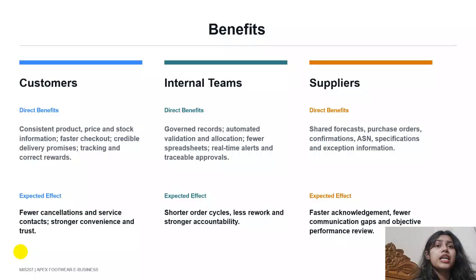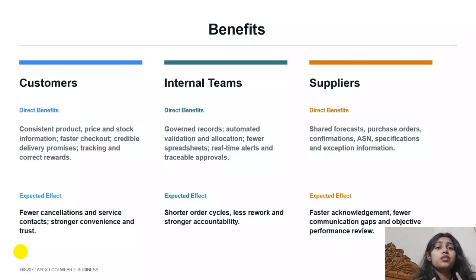For suppliers, it can improve forecasts, purchase orders, and communication with them. So the value of this system is not simply modern technology. It is about creating measurable benefits for customers, employees, and suppliers.